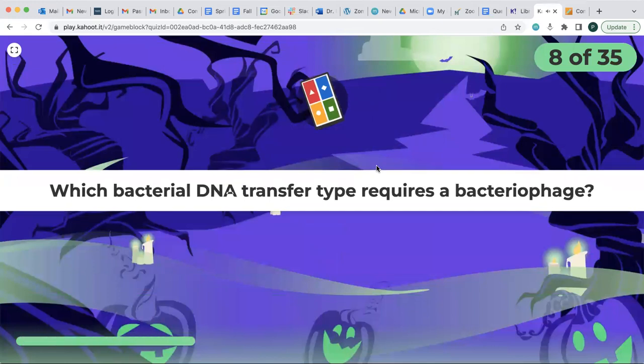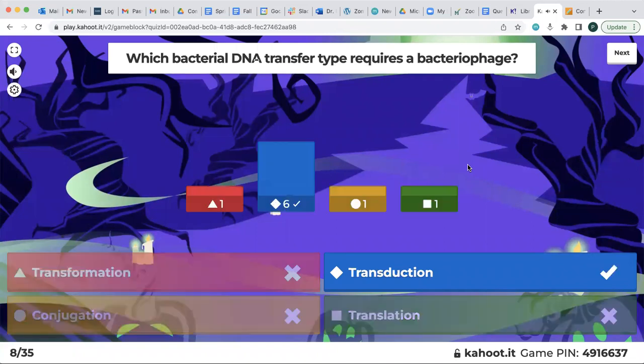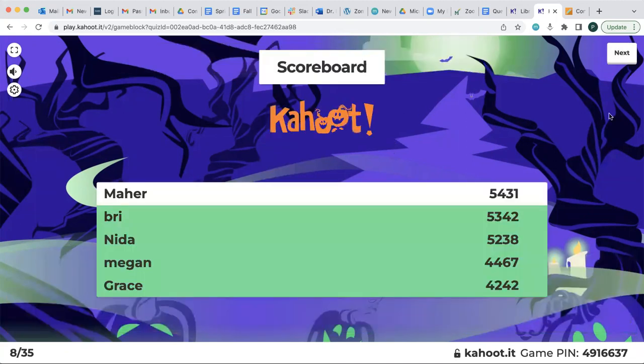Which bacterial DNA transfer type requires a bacteriophage? I went over this one a little bit earlier. All the words sound very similar, so make sure you're reading the questions. Transduction, yes. Translation is not a type of DNA transfer. It is RNA to proteins. Transformation and conjugation are the other types of DNA transfer. Next.